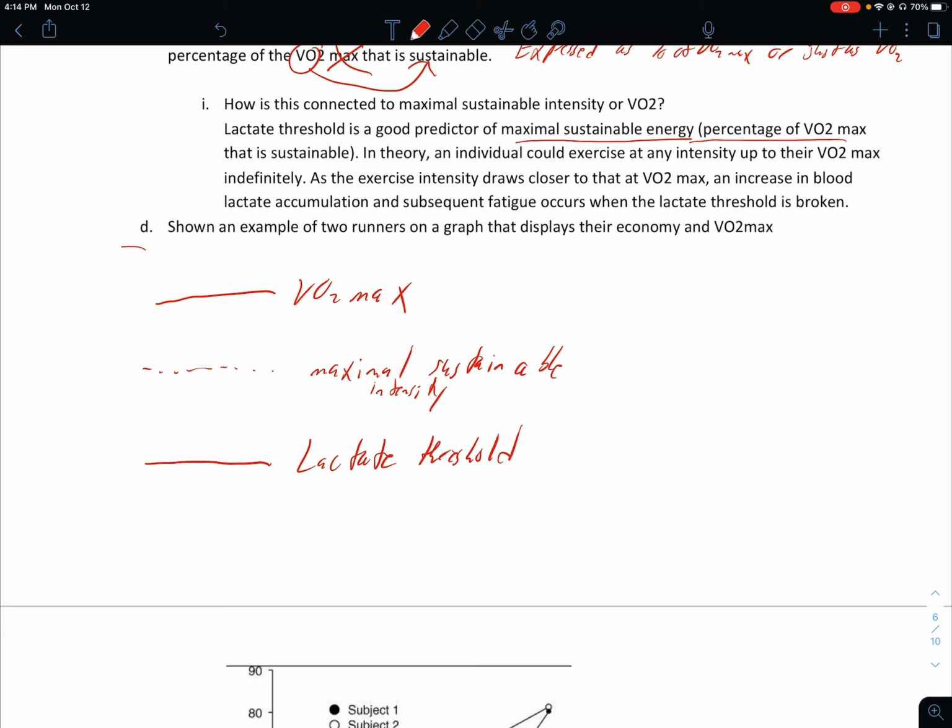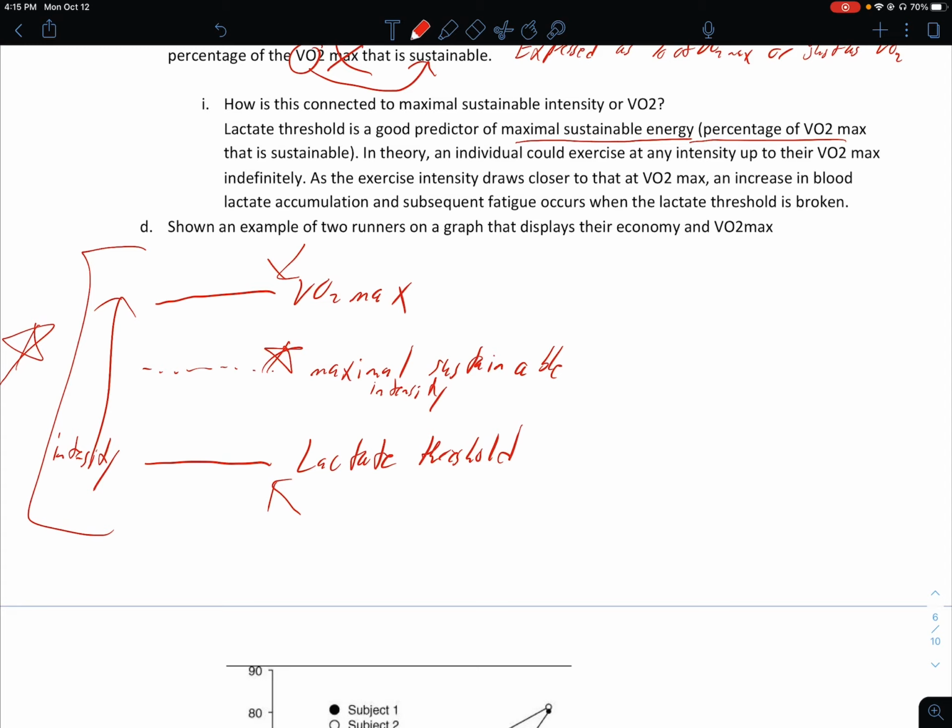Just wanted to remind you all of this. This would be intensity over here. Okay. So intensity, here's lactate threshold, right? Here's VO2 max. And the intensity we can sustain is somewhere in the middle of those two, okay? So it's definitely above lactate threshold, but it's definitely below VO2 max.